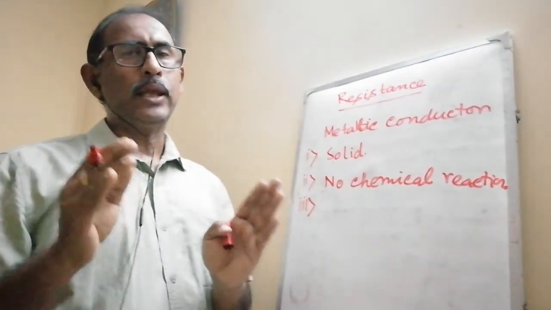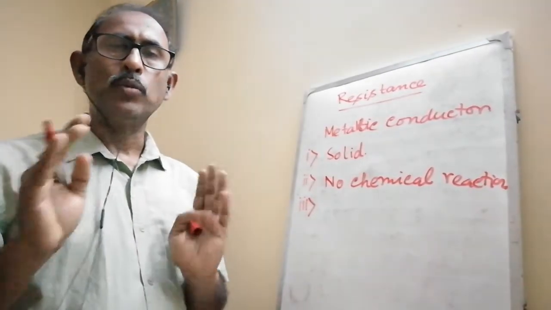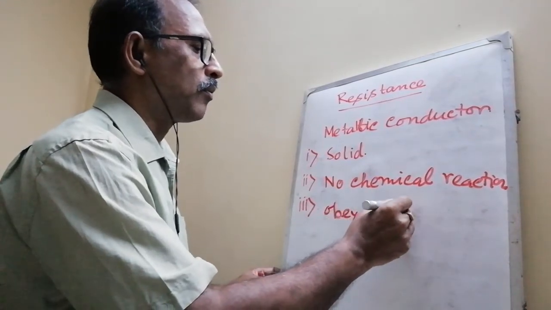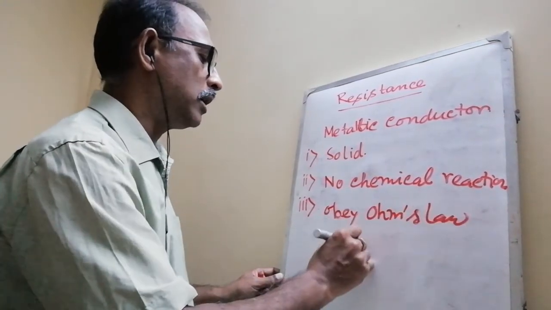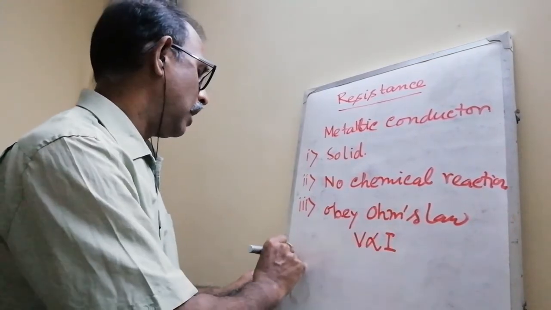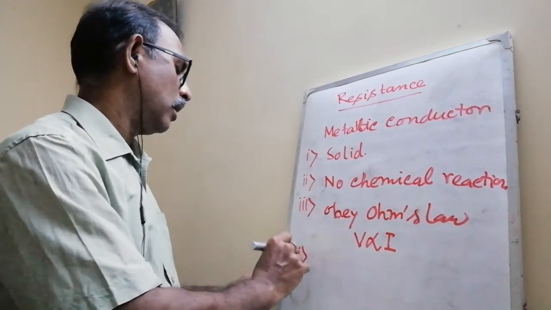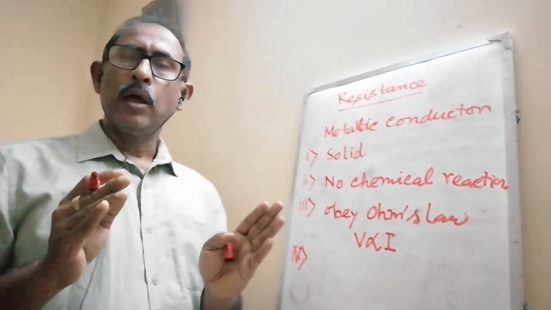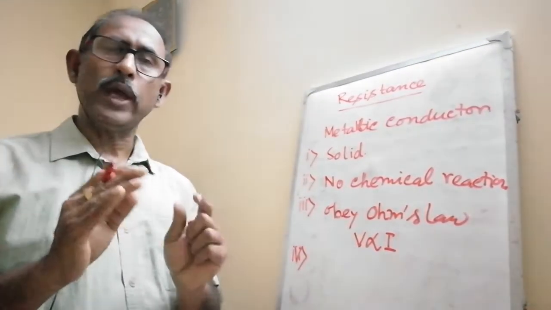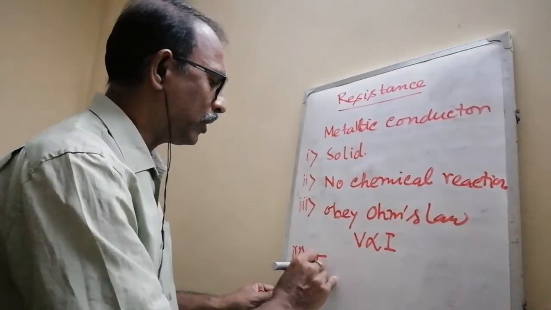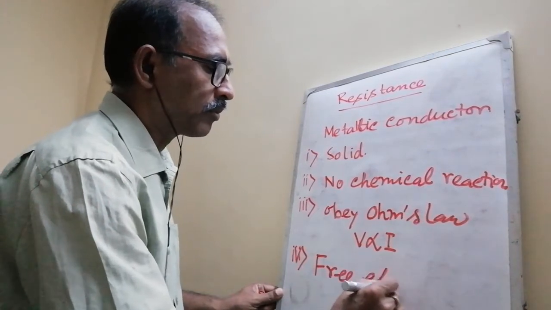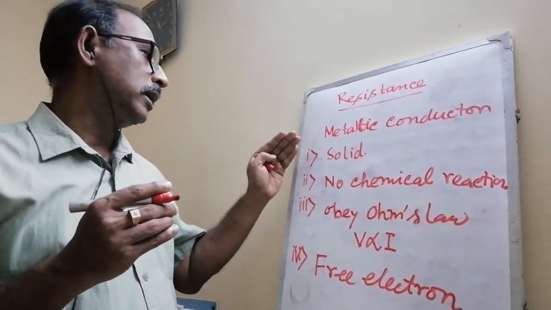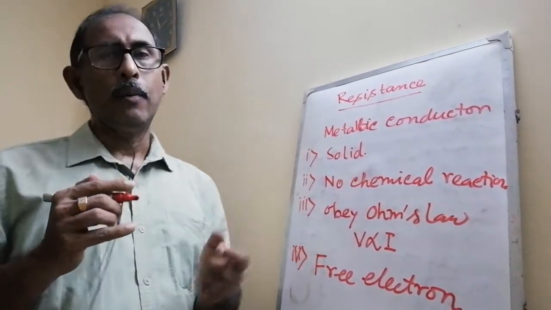Number three, when these conductors carry the current, they obey Ohm's law. What is Ohm's law? V varies as I. And fourth, the fourth condition is that free electrons are responsible for carrying the electricity. That means there are free electrons. These are the 4 points. If any conductor obeys these 4 points, then it is known as a metallic conductor.